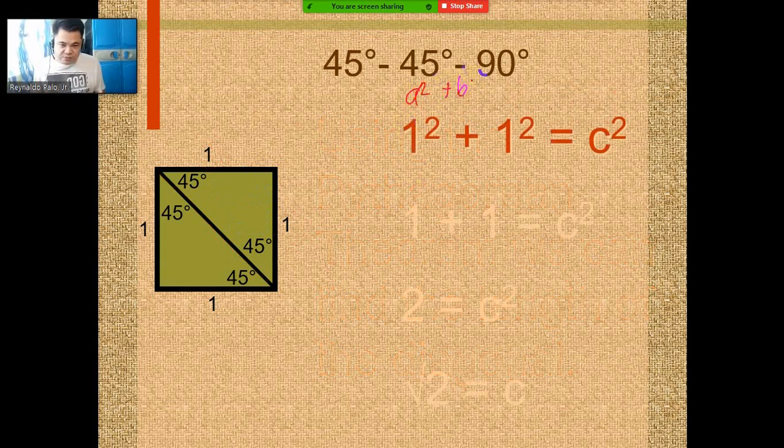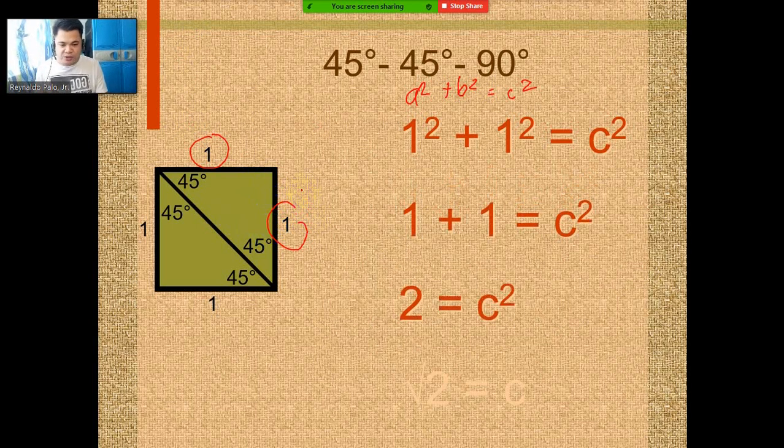a squared plus b squared equals c squared. Then we substitute the values. The first leg is 1 and the other is 1. It becomes 1 squared plus 1 squared equals c squared. Simplifying, 1 squared is 1 plus 1 squared is 1 equals c squared, so 1 plus 1 is 2 equals c squared. Then we take the square root of both sides, and we have square root of 2 equals c. That's the measurement of the hypotenuse, or the side opposite the right angle.